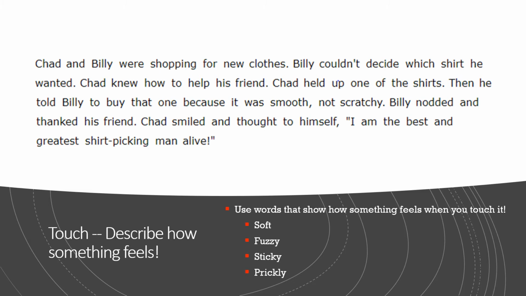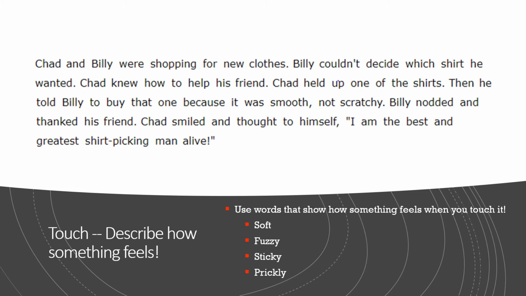Chad and Billy were shopping for new clothes. Billy couldn't decide which shirt he wanted. Chad knew how to help his friend. Chad held up one of the shirts. Then he told Billy to buy that one because it was smooth, not scratchy. Billy nodded and thanked his friend. Chad smiled and thought to himself, I am the best and greatest shirt-picking man alive.